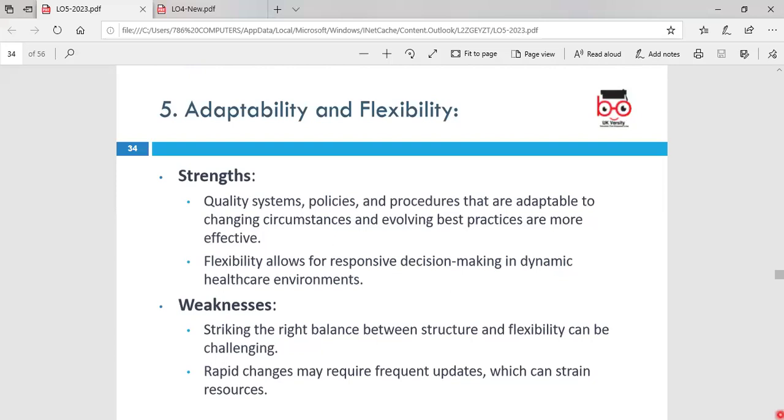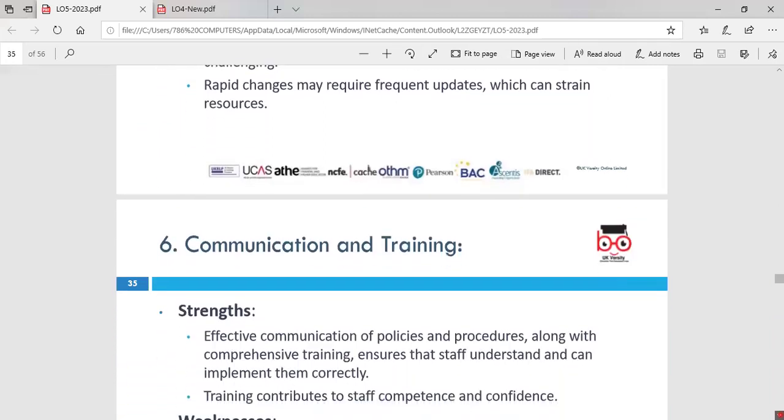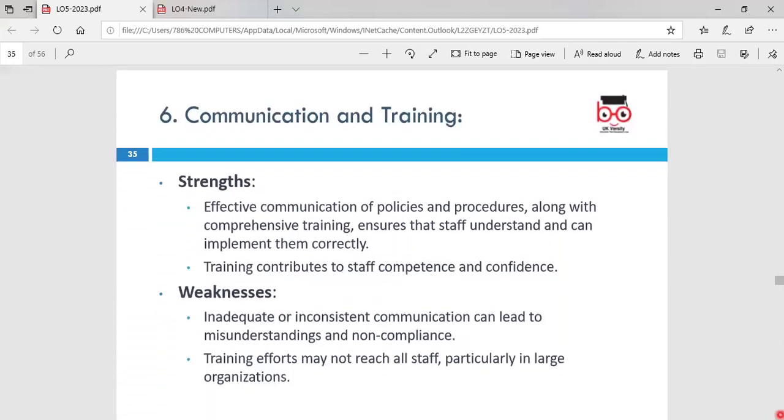Adaptability and flexibility is very important because things keep changing. If quality systems are adaptable to changing circumstances, then best practice becomes more effective. Decisions are being made, and if you have adaptability in your policies and procedures, it's always considered good. But you have to have a balance in how flexible you can be. Sometimes rapid changes or rapid updates are required, and then you don't have the resources available.